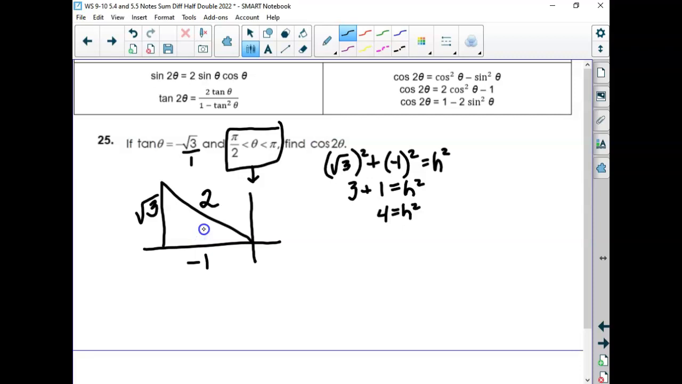All right, we're supposed to find cosine of 2 theta. Shall we use the first one again? Cosine of 2 theta. Should we write them down quick? What is the cosine and sine of our newly drawn triangle there? The cosine would be adjacent over hypotenuse, negative 1/2. And the sine would be positive square root of 3 over 2. Does that seem okay?